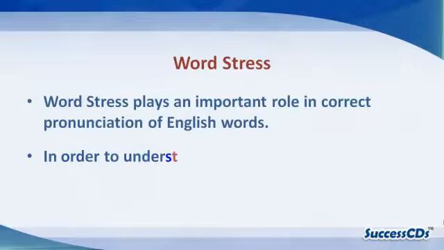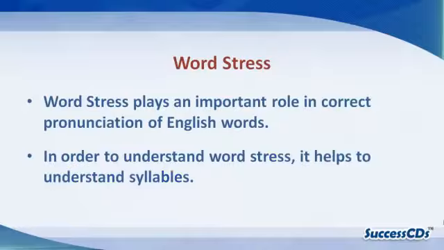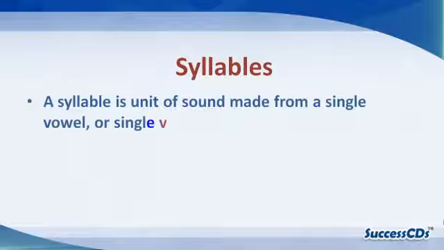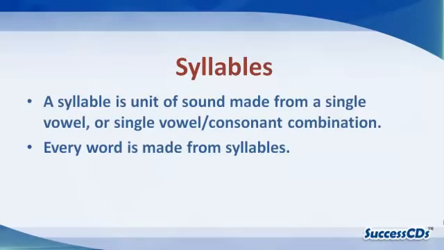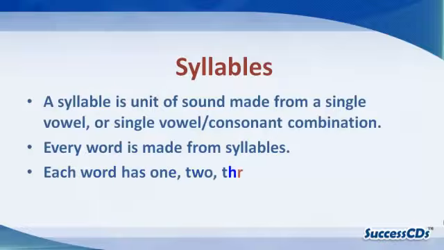In order to understand word stress, it helps to understand syllables. So now, let's see what syllables are. A syllable is a unit of sound made from a single vowel or a single vowel and consonant combination. Every word is made from syllables. Each word has 1, 2, 3 or more syllables.